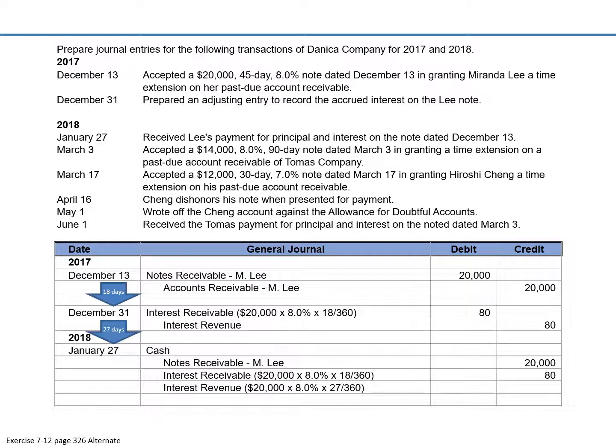Then we also have to record our interest for the other 27 days. So we have interest revenue of $20,000 times 8% times the other 27 days. It's $120. So we're going to receive $2,200 total cash from M. Lee Company.